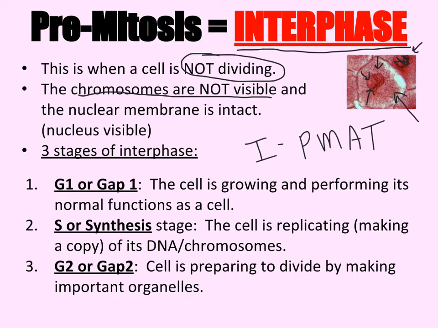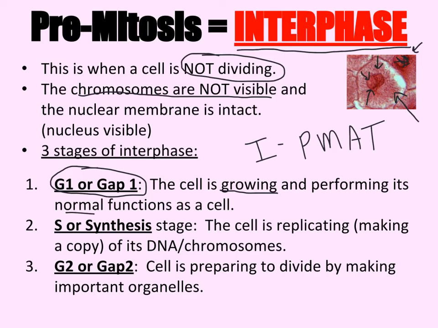There are 3 stages of interphase. The first one is called G1 or gap 1. This is when a cell just got done dividing. It is growing and it's basically performing its normal functions as a cell. Depending on what cell it is, it's doing whatever job it needs to do to keep the organism healthy and alive, including the cells you have.